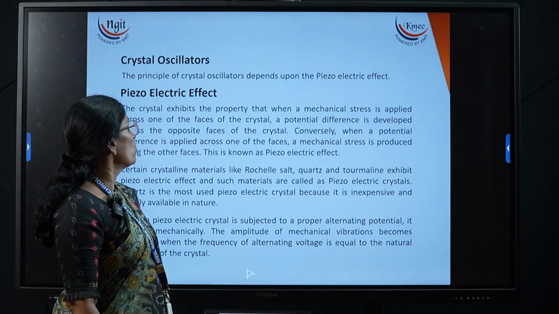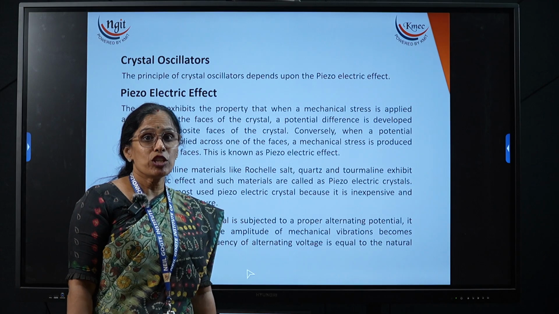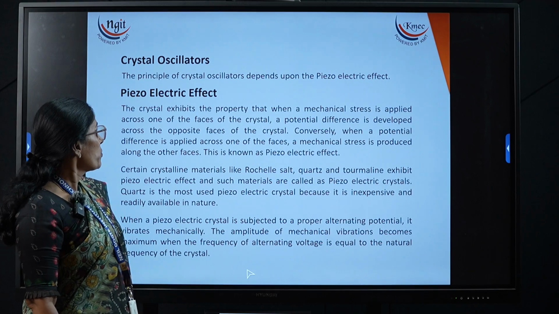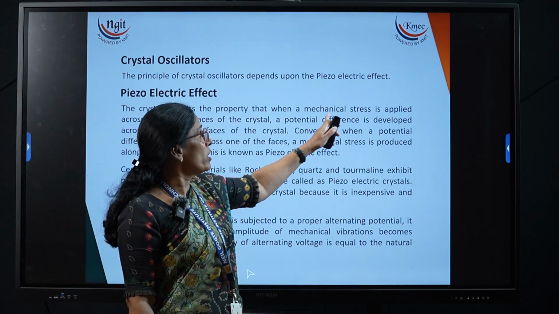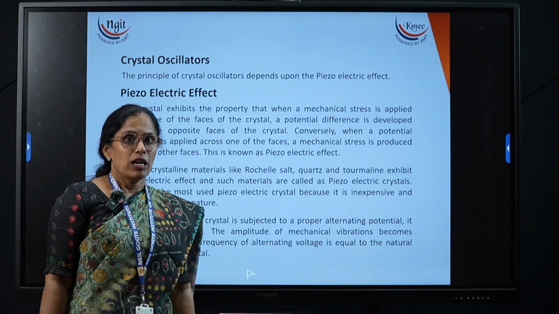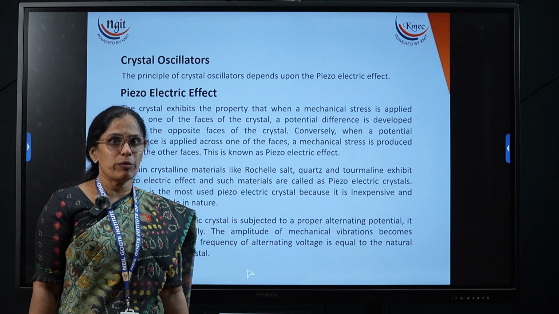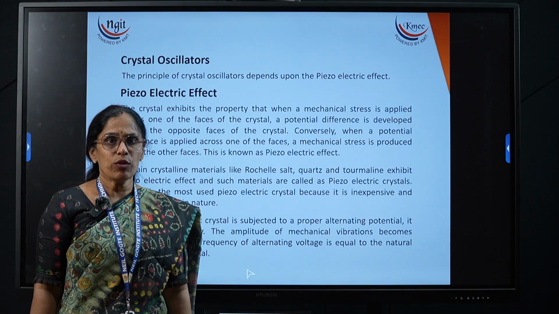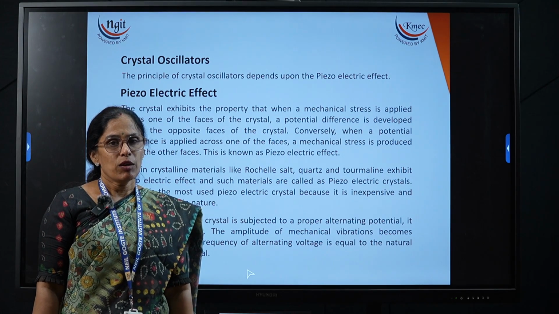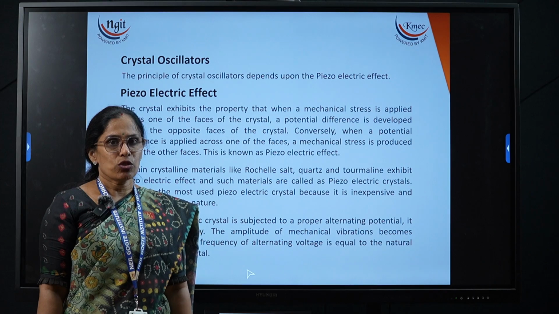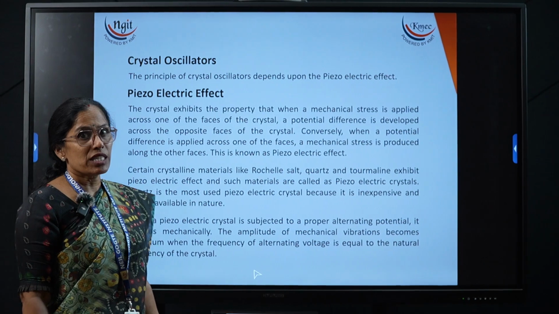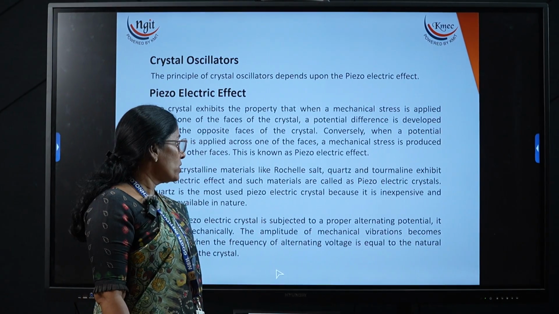Basically, a crystal oscillator works on the piezoelectric effect. Now what is the piezoelectric effect? It is a property that when mechanical stress is applied on one of the faces, then a potential difference will be induced on the opposite faces, and vice versa. If we apply a potential difference, then it will generate mechanical stress, or it will vibrate. So this is the piezoelectric effect. Using this phenomenon, these crystal oscillators are designed.